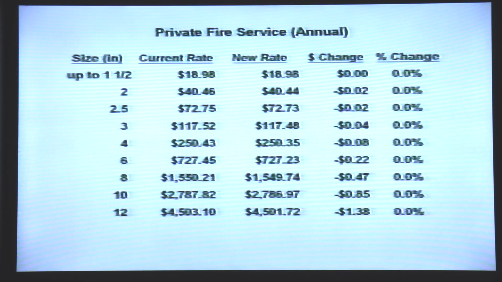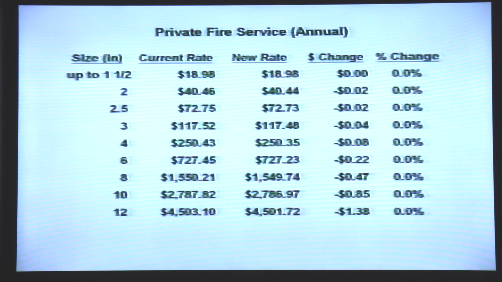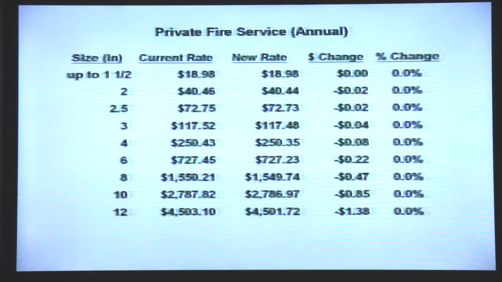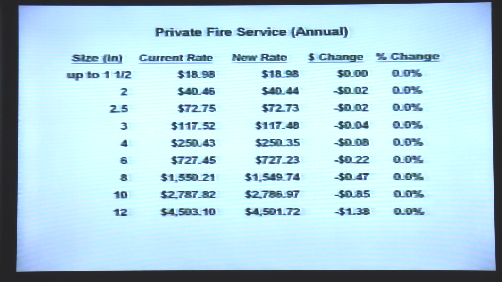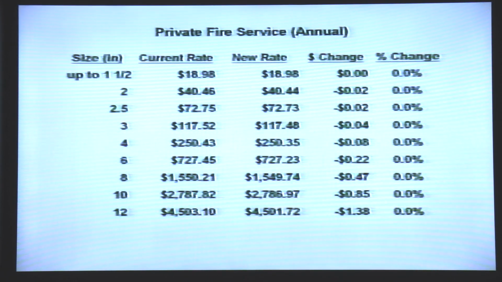And this is the private fire service, which has a 0% change across all tiers. Although if you push that decimal point out a little bit, you'd see that it does change in a microscopic fashion, so that the 12-inch size pipe actually gets a $1.38 decrease. Really? So generous. I know. Any questions on this? Do we have a motion? Move approval. Second. Any further discussion, questions? Seeing none, all those in favor? Aye. Opposed? Thank you very much.